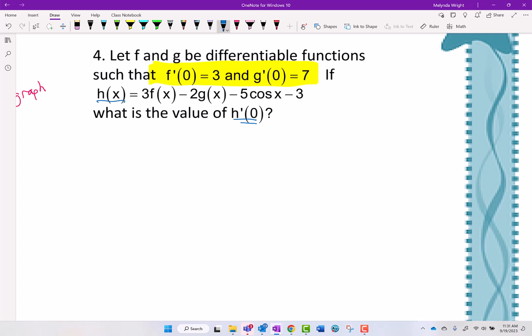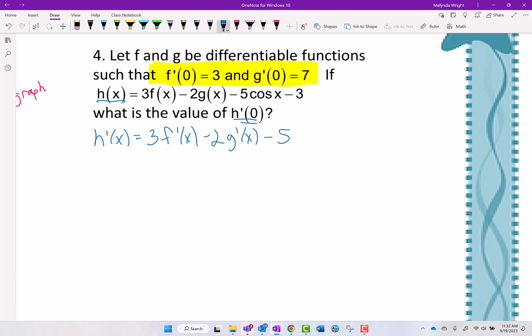Okay, so first up, I need to find h prime of x. So 3 is just a constant. It's just hanging out. The derivative of f is f prime, minus 2. 2 is just hanging out. The derivative of g is g prime. The negative 5 is just hanging out.